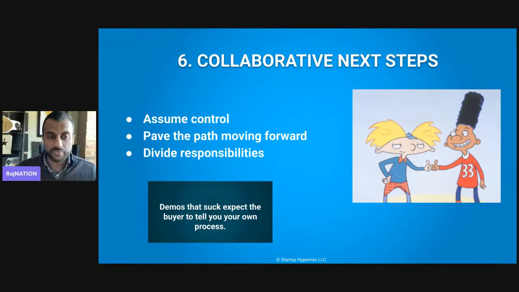Also, another big part of this is you want to divide responsibilities. So often I'll see a seller agree to like 5 follow-up items that they're going to send or research. And in return, all they're getting from the buyer is, great, I'll keep an eye out for that and I'll get back to you afterwards. But you're committing to so much work, and they're not even willing to commit to getting back to you at a certain point. So what you should be doing when you set these collaborative next steps is assign some responsibility or task for them.